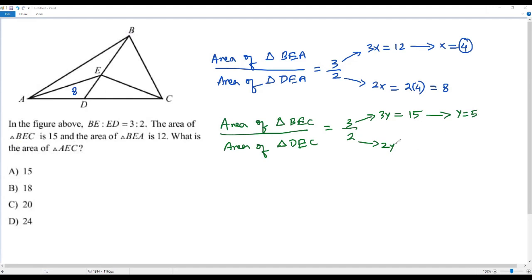Now we can plug in y equals 5 over here. Then I'm getting 2 times 5. 2 times 5 is 10. So therefore the area of triangle DEC is 10 square units. DEC over here, its area is 10 square units.